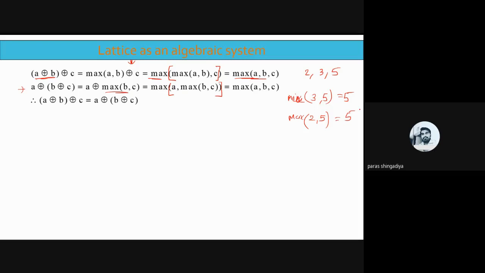Clear? And that is same as the maximum of A, B, C, and that is equal to maximum of A, B, C. Clear? So both parts are equal, and therefore we can say that the condition A ring sum B ring sum C is equal to the A ring sum B ring sum C. Clear?